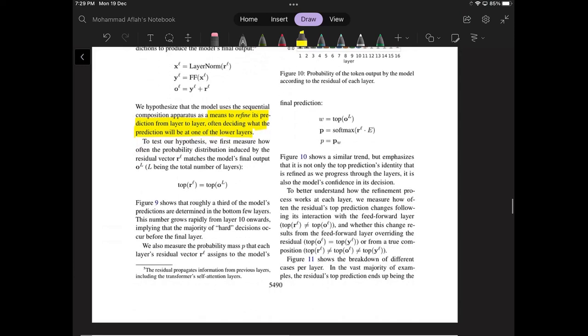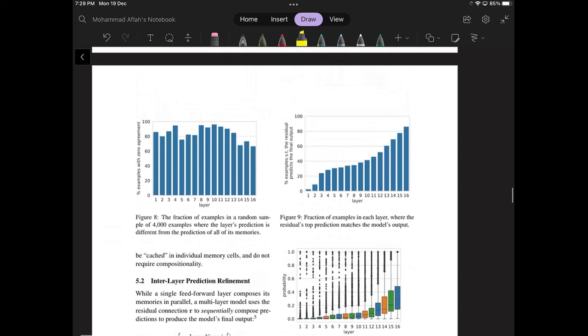To test our hypothesis, we first measure how often the probability distribution induced by the residual vector r_l matches the model's final output o_l. So this is again a similar formulation. Figure 9 shows that roughly a third of the model's predictions are determined in the bottom few layers. This grows rapidly from layer 10 onwards, implying that the majority of hard decisions occur just before the final layer. Because of course the final layers have more information as well.